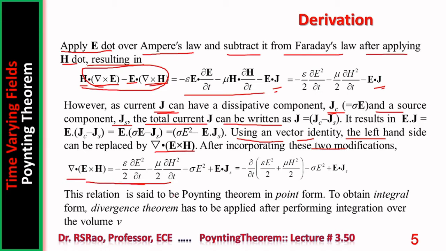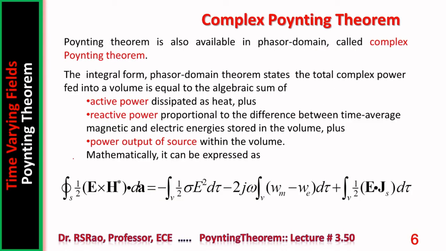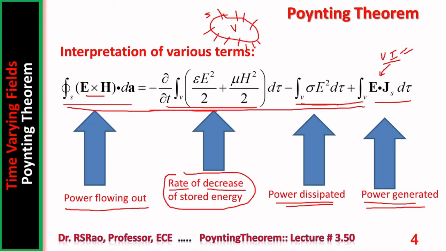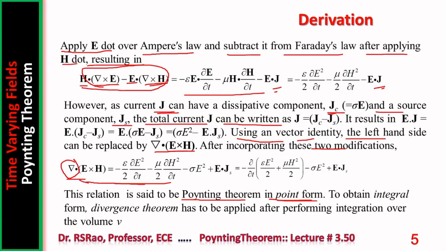This is the relation. It is Poynting theorem. It is said to be in point form, or differential form, because del is there in this equation. That's why it is called differential form. In point form, to obtain the integral form, the divergence theorem has to be applied after performing integration over the volume V. It results in the theorem which was given in the previous slide. For example, this is the integral relation, whereas this one is the differential relation.